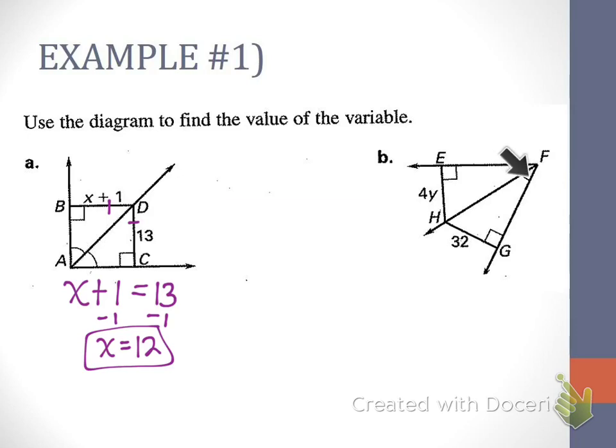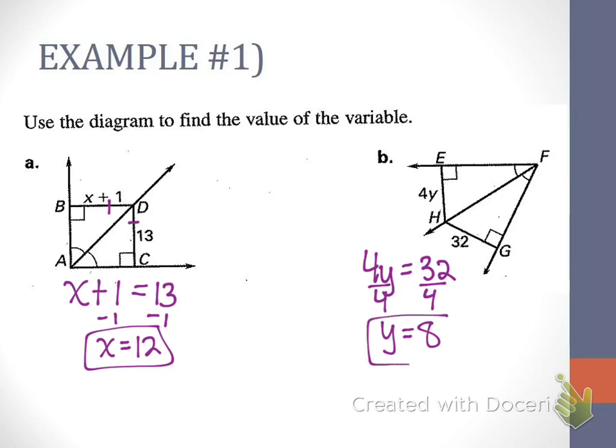Same kind of situation on letter B. We know we have an angle bisector because those angles are congruent. H is on the angle bisector, so it's equidistant from my sides. What equation can I set up? Okay, I don't care which side the 32 goes on and the 4y goes on, but 4y should be equal to 32. To solve it, we would divide, y equals 8. Questions about A or B for example 1? Okay.